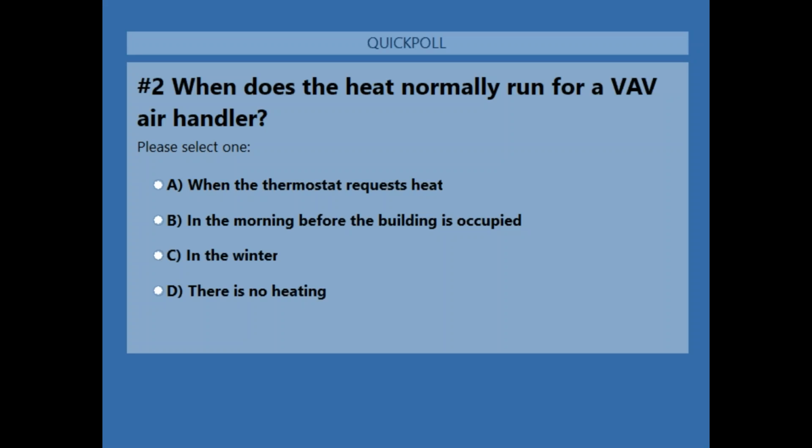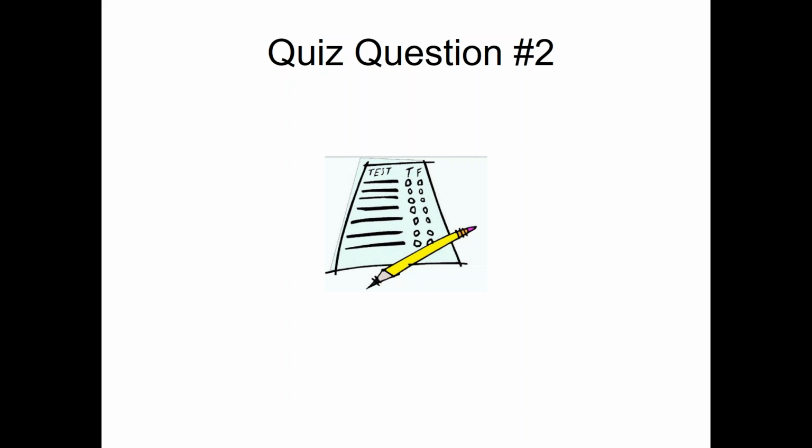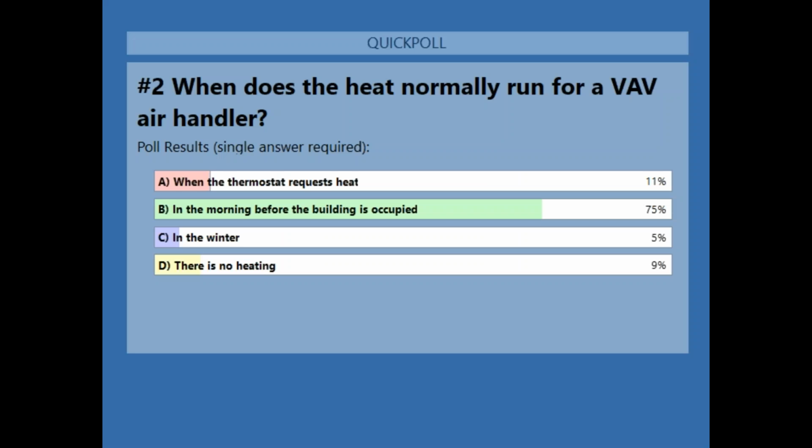All right, I'm going to close the poll question in 5, 4, 3, 2, and 75% of you guys got that correct, which is the normal scenario is that the morning warm-up period before it goes occupied is the only time that the heat would run on the VAV air handler. Ben asks, could C also be an answer? If you are bringing in minimum OA and you don't have adequate return air to temper to 55. So for a normal VAV system, there is no ability to temper the air back up to 55.